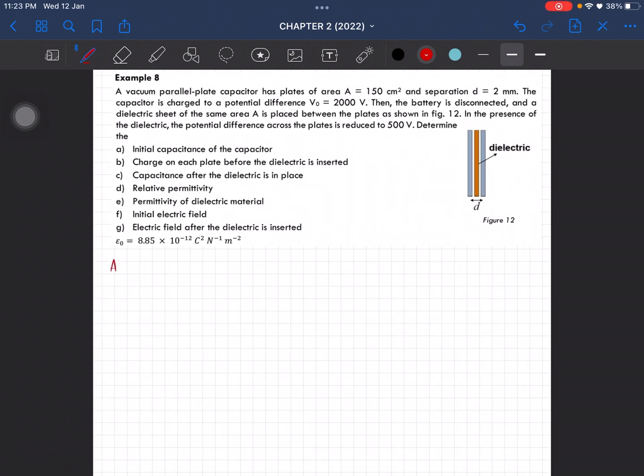So firstly we have the area. So this is 150 times 10 negative 4 cubic meter, and then we have the separation, which is 2 times 10 negative 3 meter, and then the potential difference 2000 volt, and then the voltage after dielectric is inserted 500 volt.